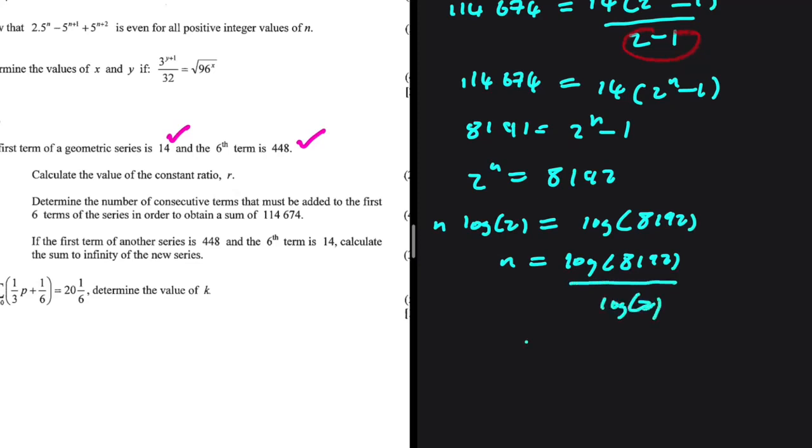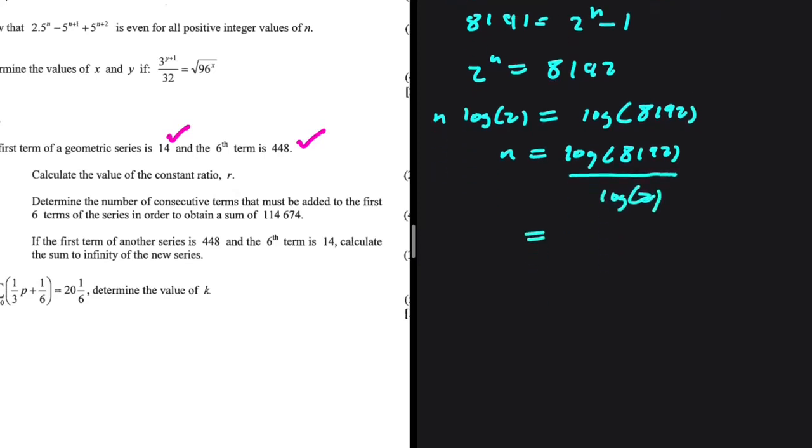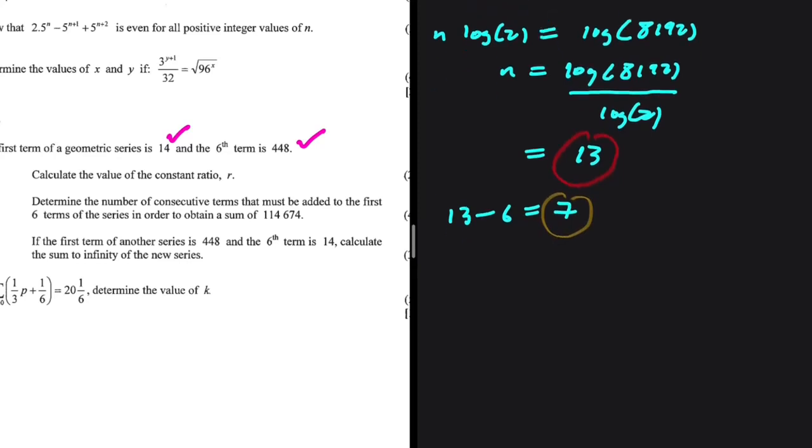Right. If you put that in your calculator, you're going to get 13. In order to get a sum of 114,674, we need 13 terms. So how many consecutive terms must be added to the first 6 terms? That is 13 minus 6, which is equal to 7. So to the first 6 terms, we need to add 7 more terms in order to get a sum of 114,674. Let's move to the following question, 2.1.3.